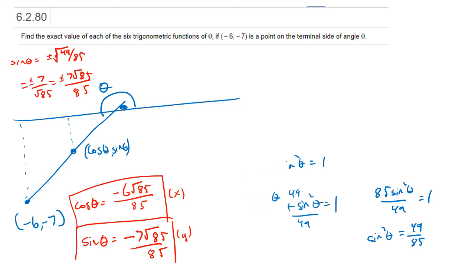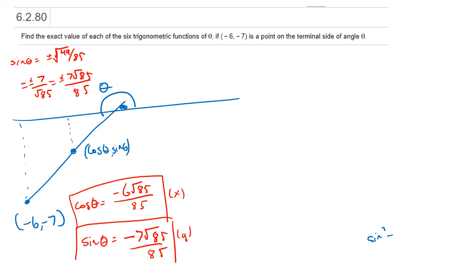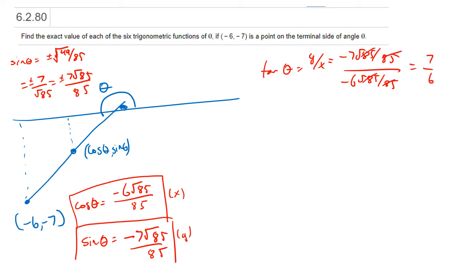So let me just clear out some space here, and then we will just hurriedly write down all 4 other trigonometric ratios. Once again, the real work was in finding sine and cosine. Now we're just going to say the tangent of theta is the ratio of y to x, which is negative 7 root 85 over 85 over negative 6 root 85 over 85. The 85s and their roots cancel out, negatives cancel, 7/6.